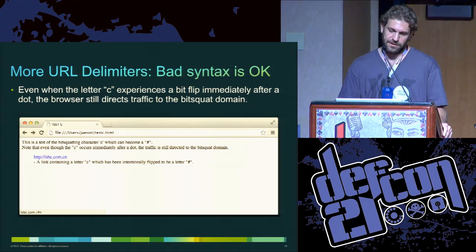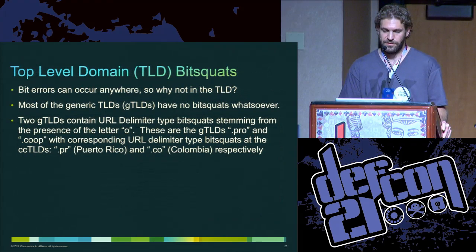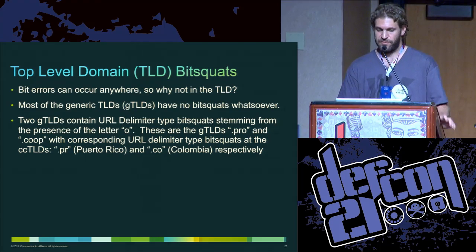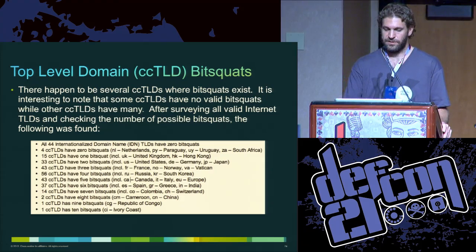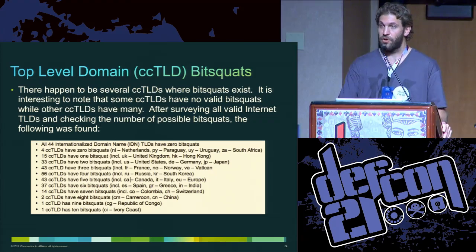So these are interesting, URLs and the domain delimiters, but we also took a look at the top level domains. Most of the top level domains don't have bitsquats, .com, .net, so on. There are some in .pro and .coop, which are the exceptions. They actually have an O-based sort of bitsquat present. But the ccTLD bitsquats have several depending on where you're at. There are some that have no bitsquats in the country code space, and some that have several. In fact, the Ivory Coast has 10 different valid country code level bitsquats.